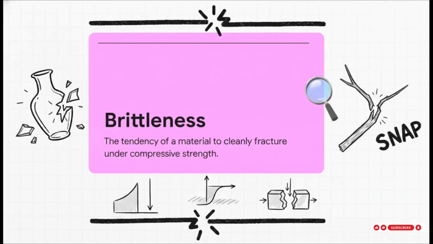wrong. Now, compare that to brittleness. Brittle materials are the exact opposite of ductile ones. When a brittle material hits its limit under compressive or tensile stress, it doesn't stretch, and it definitely doesn't flatten. It just snaps. It fractures cleanly and super suddenly, no warning whatsoever.